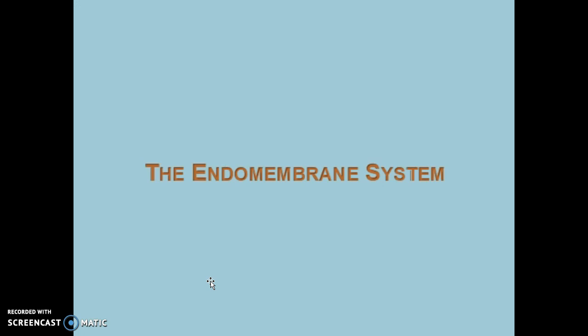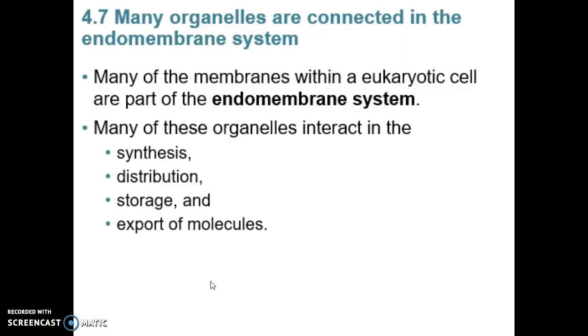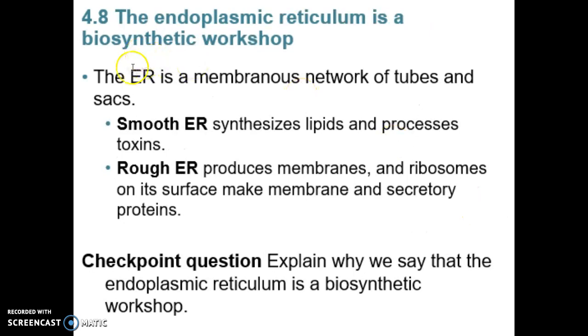The nucleus, as you saw earlier, is in conjunction with the endoplasmic reticulum, and that endoplasmic reticulum brings us to our organelles, which make up the endomembrane system. The organelles that are part of the endomembrane system all interact to carry out the following functions: synthesis, distribution, storage, and export of molecules. The endoplasmic reticulum, or ER as it is often known for short, is a membranous network of tubes and sacs.